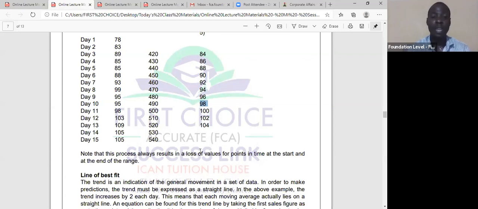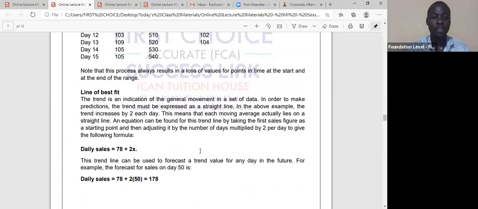Then after that, we'll now calculate the trend line, which is called the line of best fit. When in the exam, they tell you what is the trend line, they might use another language, like what is the line of best fit. They might even say, what is the trend? And it didn't say line. No, it is still the same thing as the trend line.